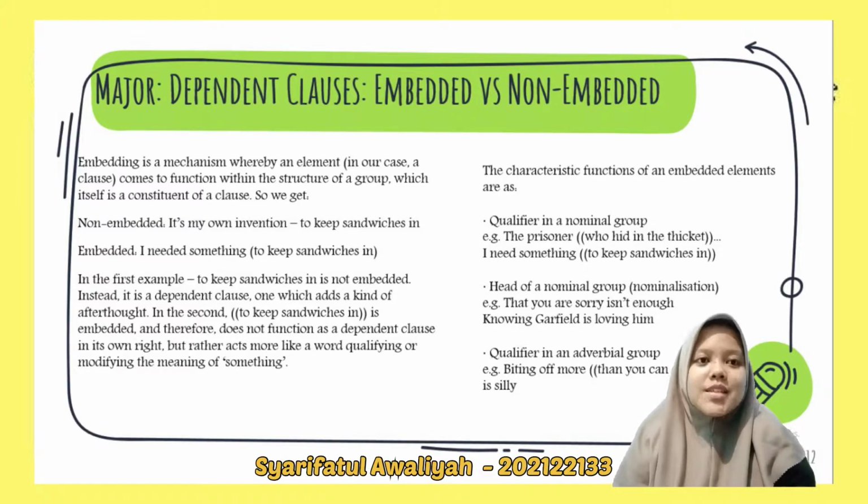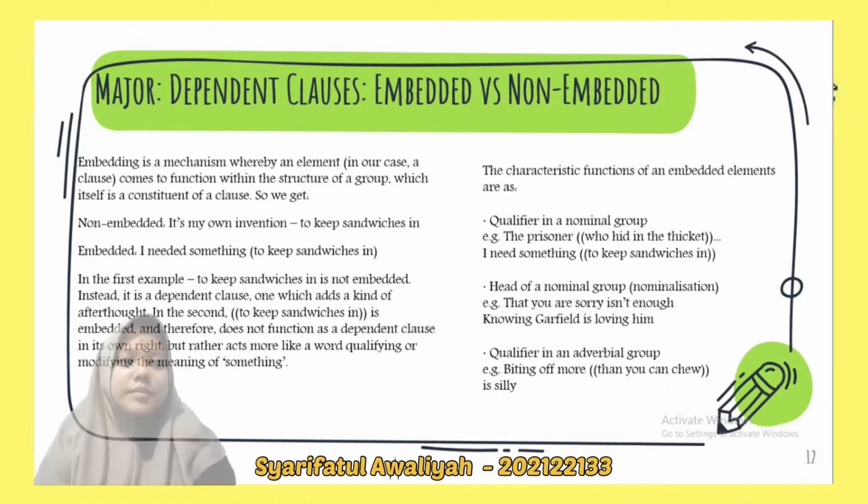In the first example, to keep sandwiches in is not embedded. Instead, it is a dependent clause, one which adds a kind of afterthought. In the second, to keep sandwiches in is embedded, and therefore does not function as a dependent clause in its own right, but rather acts more like a word qualifying or modifying the meaning of something.